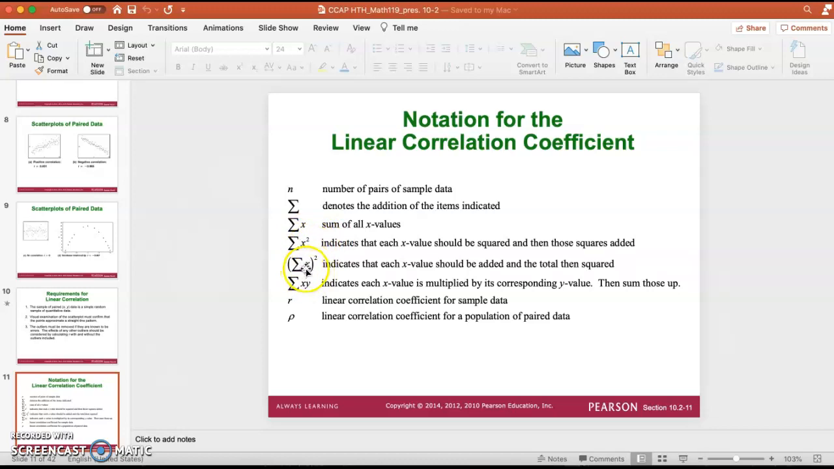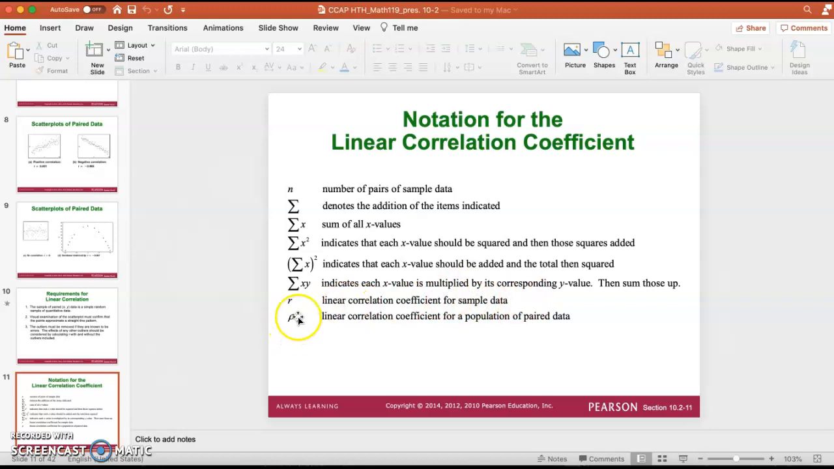If it's the sum of x and squared with parentheses like this, that means add up all the x values. Once you have that sum, square it. Then if it's the sum of x, y, this means take each product of the pairs of x values with the y value, get all of those products for those pairs, then add all of those up. And then just lowercase r is what will stand for our linear correlation coefficient of the sample data.